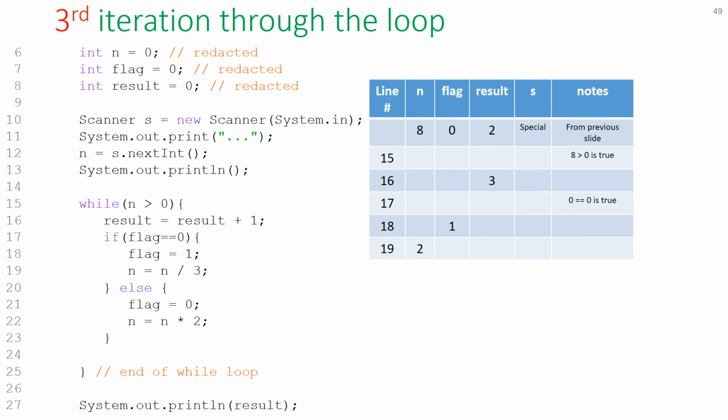And then one time it's going to divide n by 3, and the next iteration is going to multiply by 2. So I have a value of n, I divide by 3, it gets smaller. Next time I multiply by 2, it gets bigger. Next time I divide by 3, it gets smaller. Next time I multiply by 2, it gets bigger. So there is a possibility that this thing would never end.